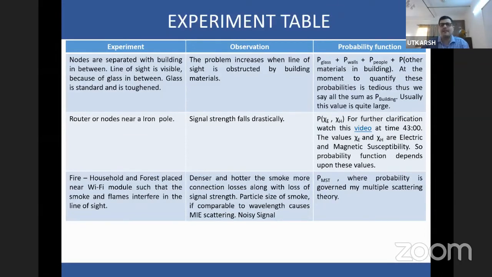In this case, we prefer a completely autonomous system flying. Controlling through a laptop using 2.4 gigahertz or 5 gigahertz Wi-Fi is a bad idea. So P of MST, where probability is governed by multiple scattering theory. This is very well discussed in the paper, and references are given too.